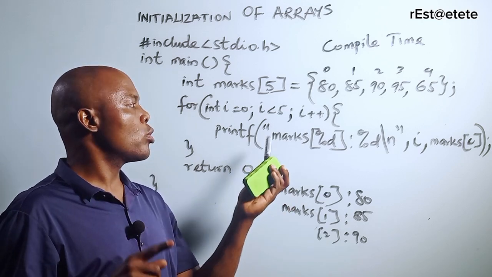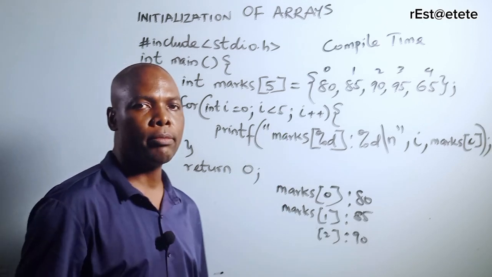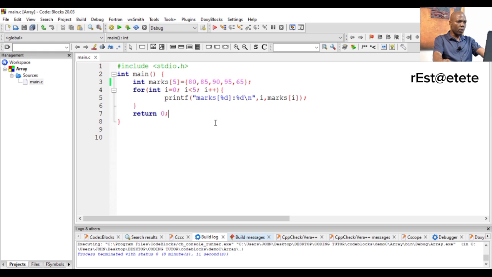But let's go to Code::Blocks and let me run this for you to see. I'm just going to demonstrate the compile time initialization. So I will run this and then you will see what the output will be. So you declare an array max with 5 elements, and then the 5 elements are supplied. So I'm just going to run it and see what the output will be.